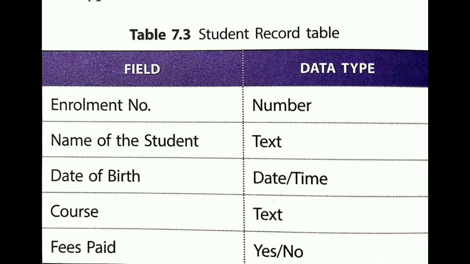The main difference between datasheet view and design view is that in datasheet view, Microsoft Access will automatically create the structure of the table and automatically select the data type. But in design view, we users have to manually create the structure of the table, and we have to select the data type for each field. Okay, this is the main difference between datasheet view and design view.